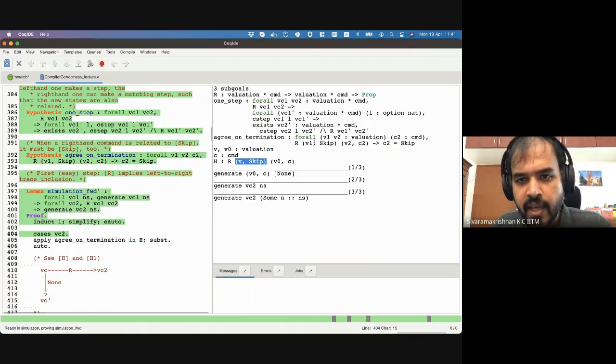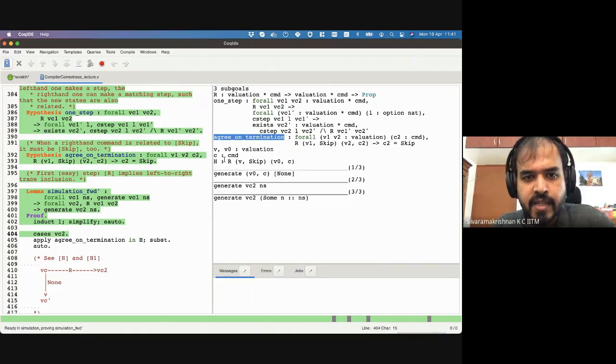So I'm going to apply agree on termination. This unifies with this term, and it will tell me that C2 is in fact skip. So I'm going to apply agree on termination on H and do the substitution. Essentially, I'm going to substitute skip for C, and what you will see is skip here.